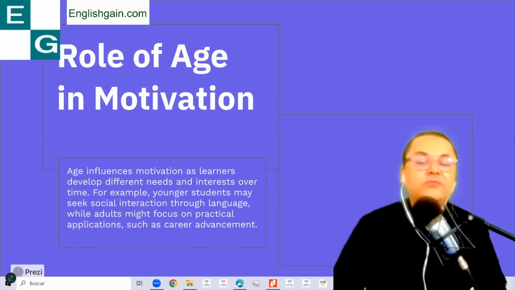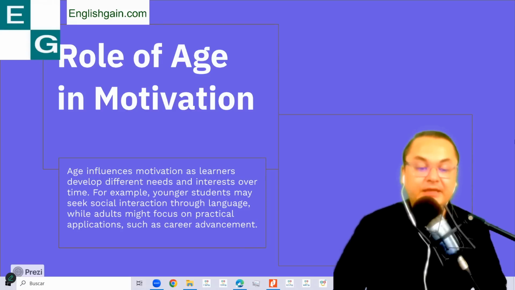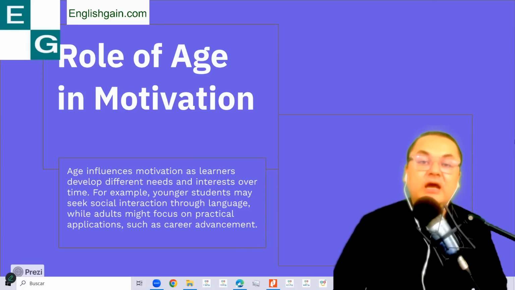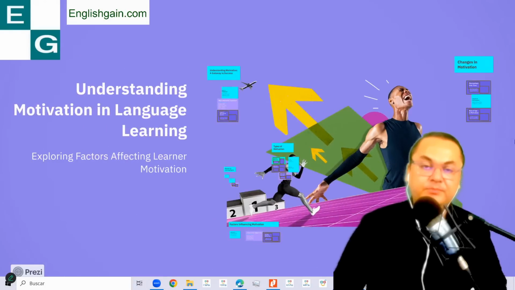Finally, we talk about the role of age in motivation. Age influences motivation as learners develop different needs and interests over time. This is very important. For example, younger students may seek social interaction through language, while adults may focus on practical applications such as career advancement. By understanding these factors, I hope this topic is a bit clearer now.